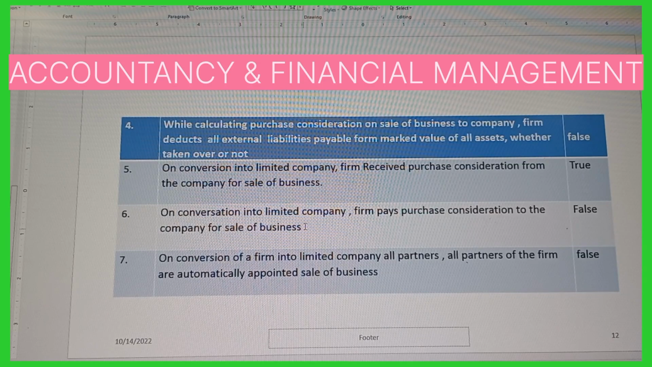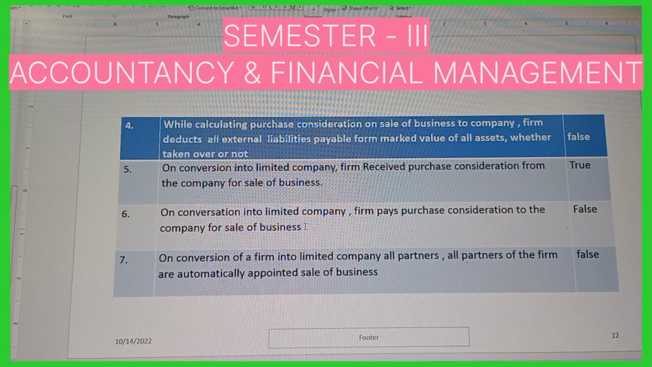So answer is true. After that, conversion into limited company, firm pays purchase consideration to the company for sale of business. So in this case answer is false. Firm will not pay, firm will receive the money from the new company. So firm is going to receive the PC from the new company, not pay to the new company. So therefore answer is false.